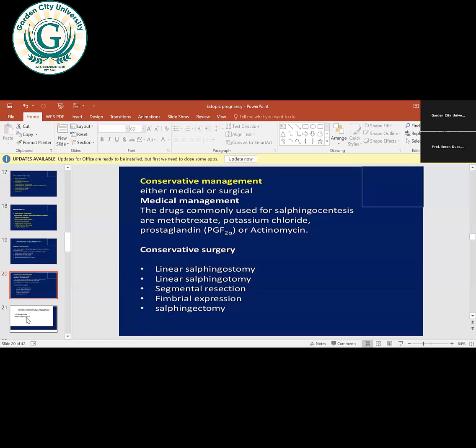All right. The management. Conservative management, either medical or surgical. Medical management: the drugs commonly used are methotrexate, potassium chloride, prostaglandin, or actinomycin. Conservative surgery.